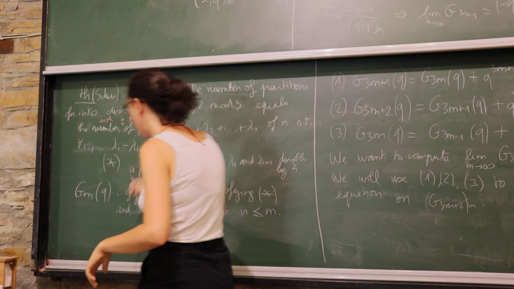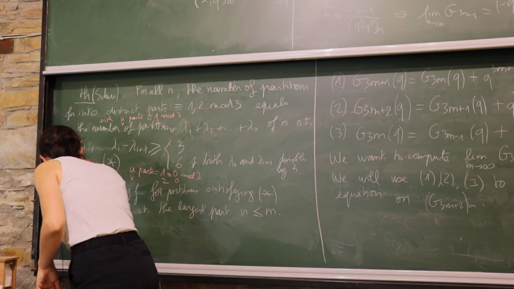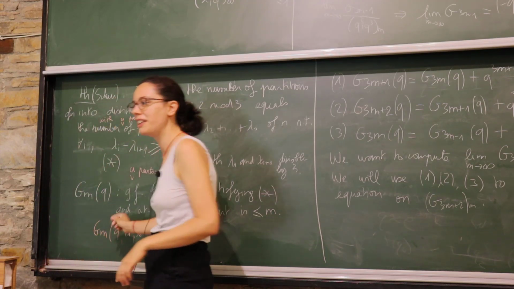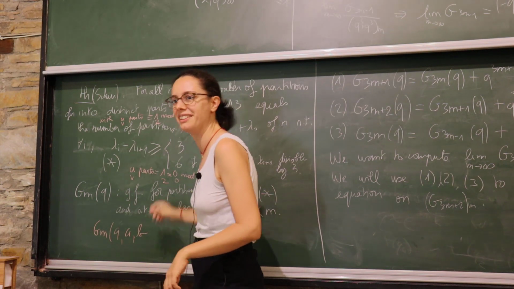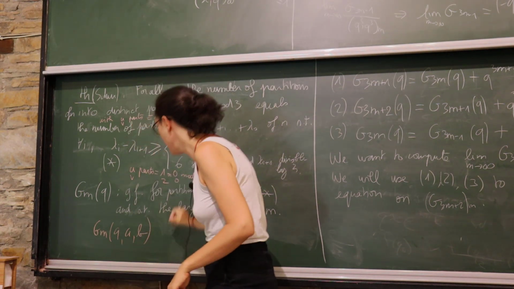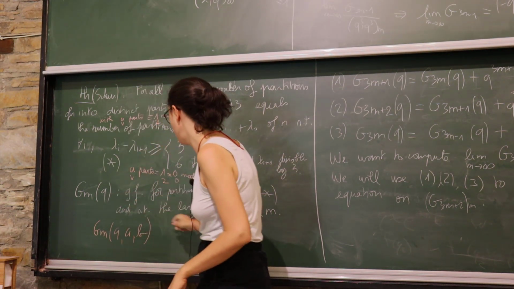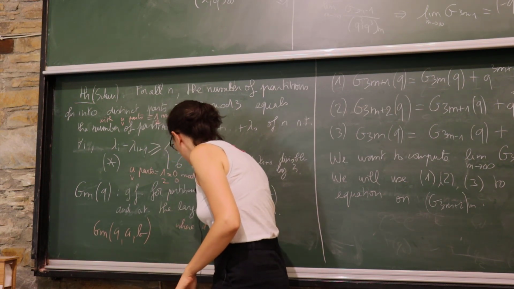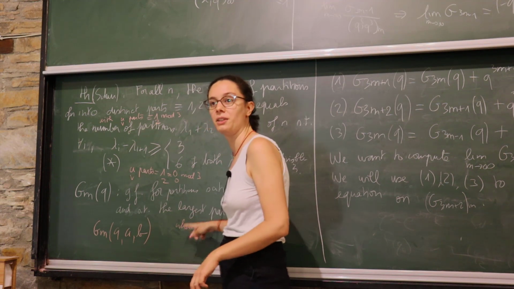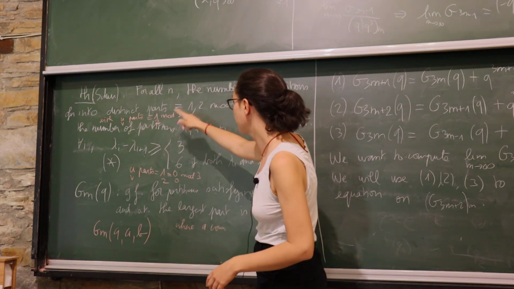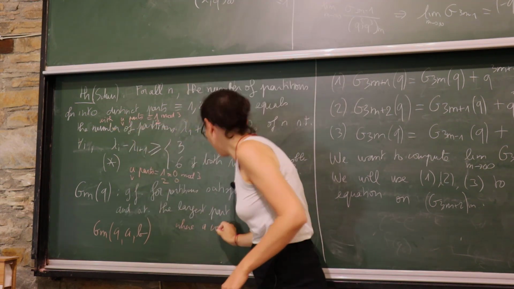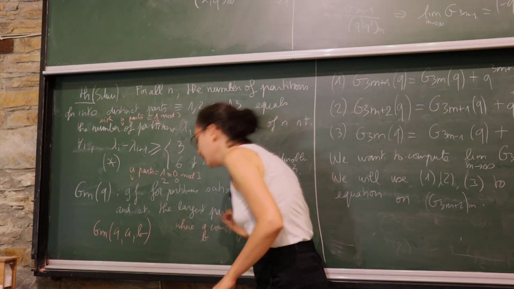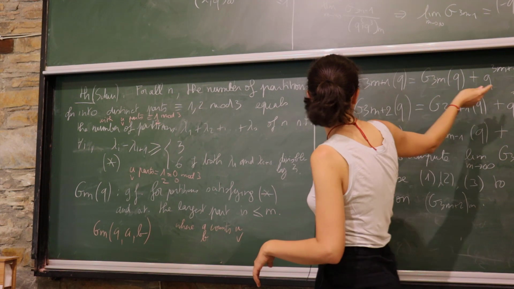So let's just say that now our GMs would then depend on more variables, of course, to count those U's and V's. So that would be the generating function where the power of A is the number of U parts, so where A counts U and B counts V. Okay, so we can just do the same thing here.